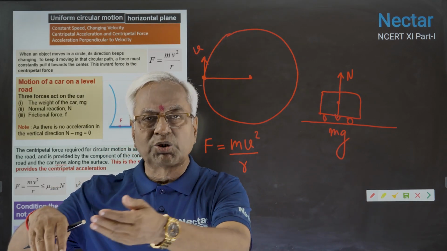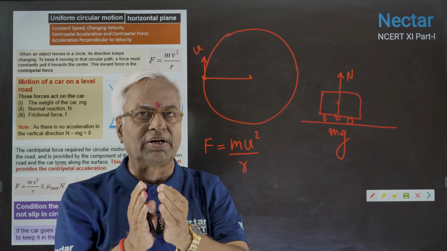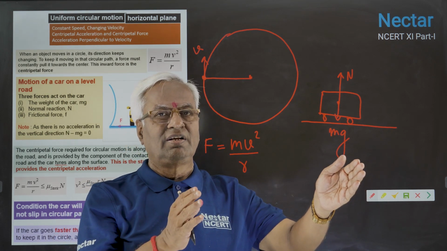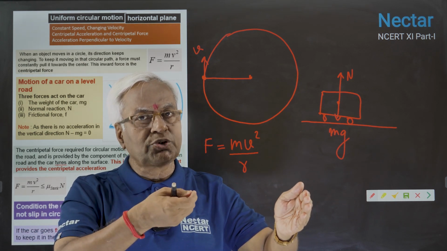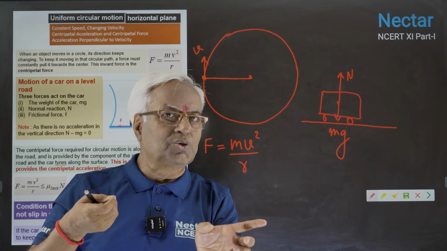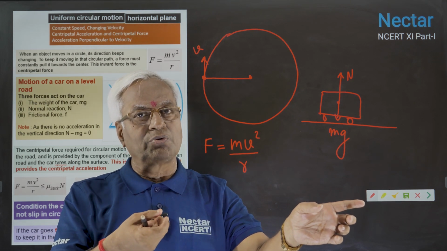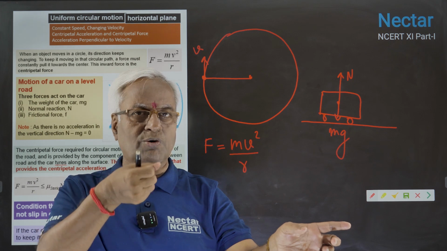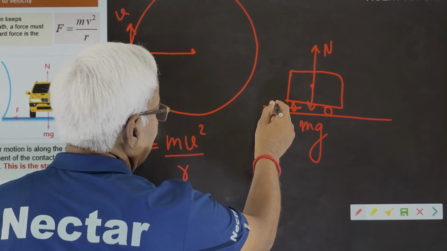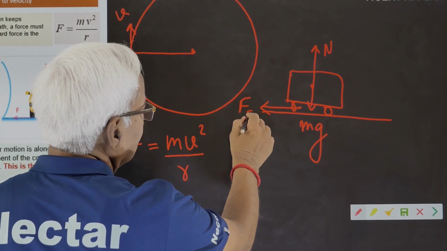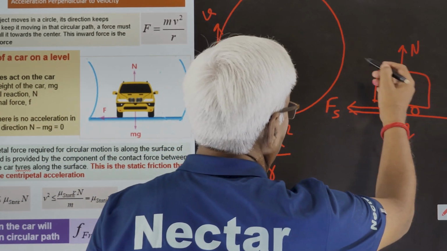But when it starts moving along a circle, it will have a tendency, because of inertia, to move outward, and static friction will just act opposite to it. The tendency is to move or slip outward because of inertia. Static friction will always act towards the center, and it will stop it from skidding outward. So static friction is acting this way. This is static friction. Three forces are there.